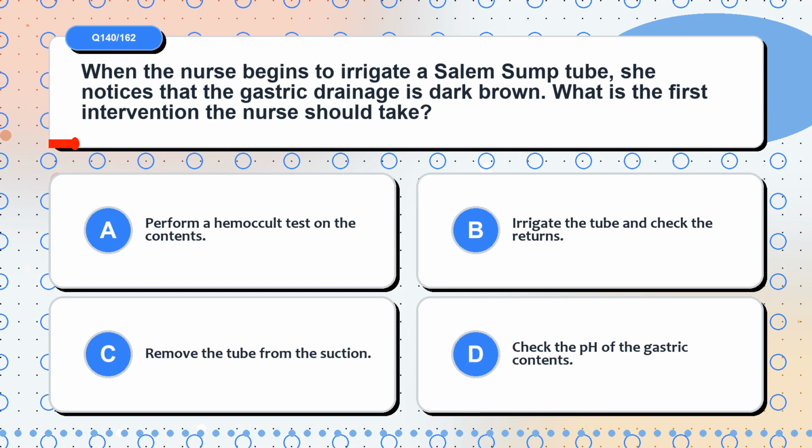Question 140. When the nurse begins to irrigate a Salem sump tube, she notices that the gastric drainage is dark brown. What is the first intervention the nurse should take? Here are the options. Option A. Perform a hemoccult test on the contents. Option B. Irrigate the tube and check the returns. Option C. Remove the tube from the suction. Option D. Check the pH of the gastric contents.